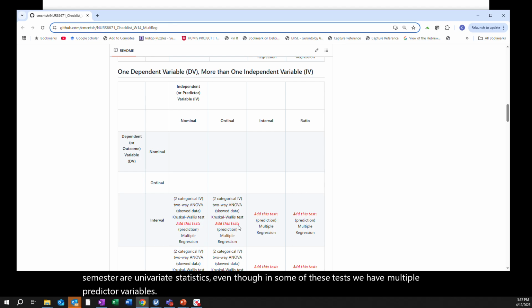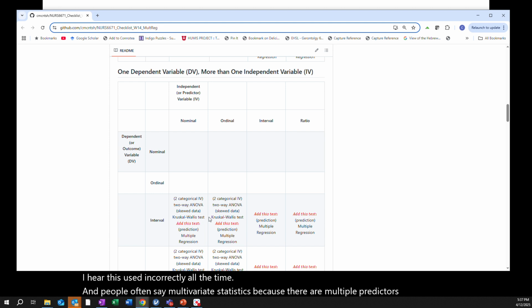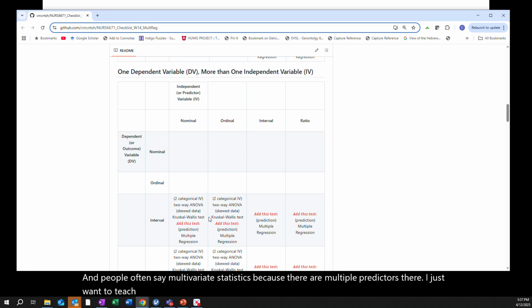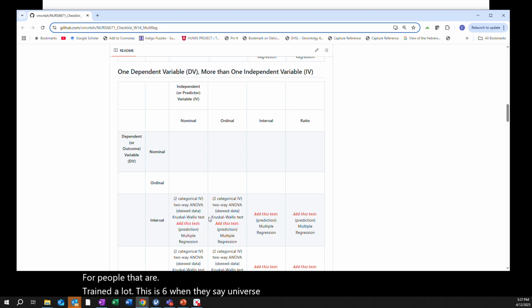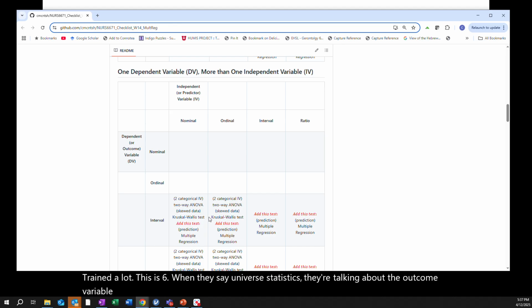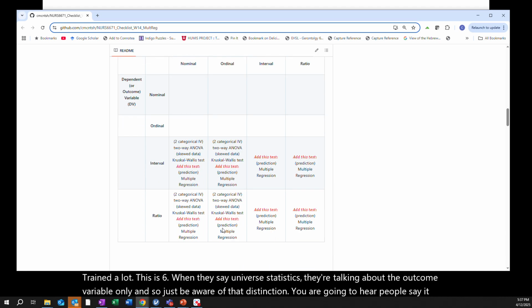I hear this used incorrectly all the time, and people often say multivariate statistics because there are multiple predictors there. I just want to teach you, for people that are trained a lot in statistics, when they say univariate statistics, they're talking about the outcome variable only. And so just be aware of that distinction. You are going to hear people say it differently. I just want to make you aware.